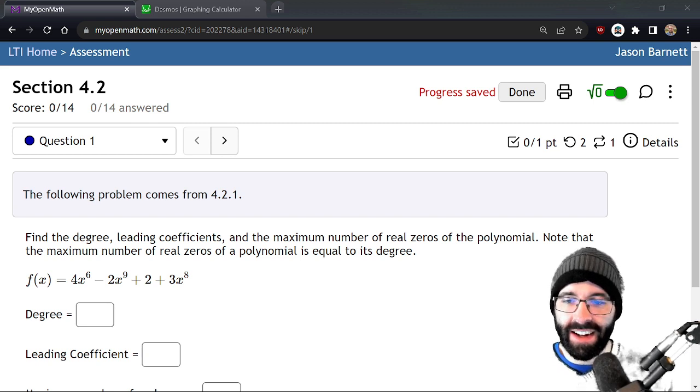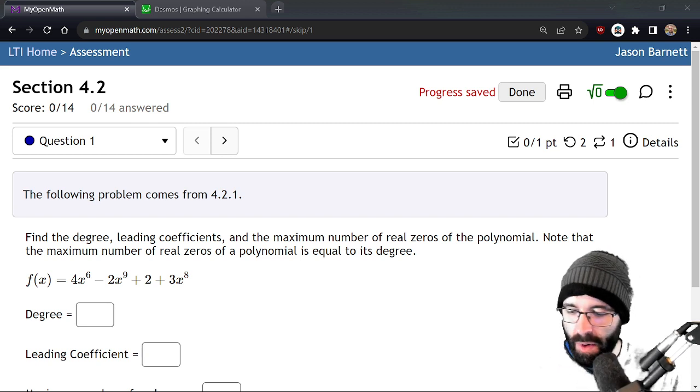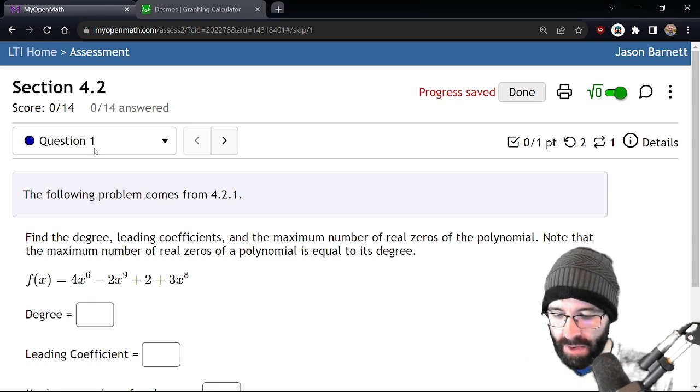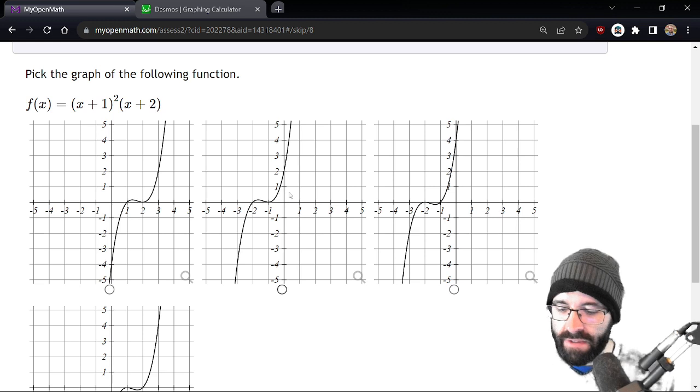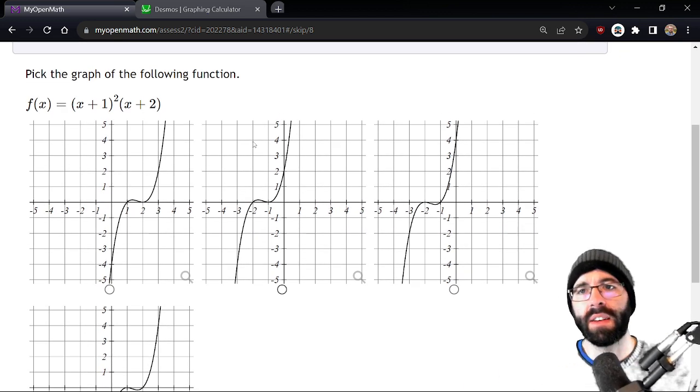Anyway, let's do some homework problems. We're going to start with number 8 on the homework. Pick the graph of the following function. Okay, what do we know about this function? We know a lot of things.